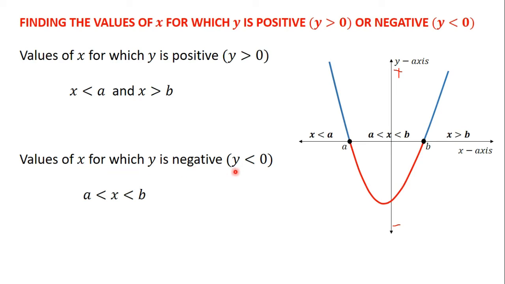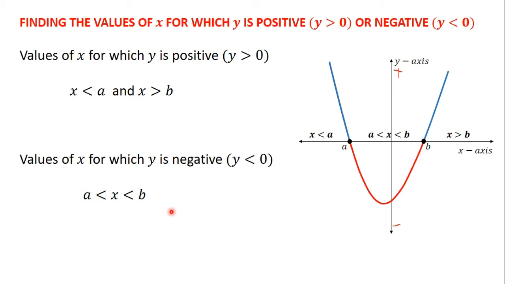So values of x for which y is negative, or y is less than 0, are values of x greater than a and less than b. So when the graph of a quadratic function has a U-shape like the one we have here, and a is the x-intercept on the left-hand side and b is the x-intercept on the right-hand side, then the values of x that will give you the positive values of y, that is values of x for which y is positive or greater than 0, are x is less than a and x is greater than b. And the values of x that will give you the negative values of y, that is values of x for which y is negative or less than 0, are x is greater than a and less than b.